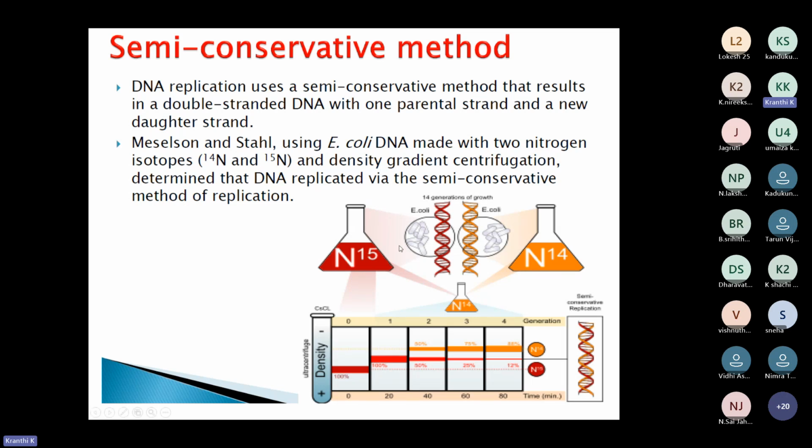With that experiment, it got proved that DNA replication is happening in a semi-conservative method only, not the conservative method and dispersive method. So no need to write that experiment, just mention the names. As per the Meselson and Stahl experiment, it is proven that DNA replication is happening in a semi-conservative method. Okay, that is enough.